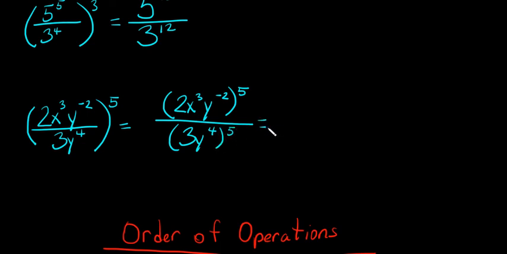This is going to be a lot. We've got 2 to the 5th, and we know that we can say x to the 3 times 5. That's going to be x to the 15th. Y over here to the negative 2 times 5, which is negative 10. Now let's do the denominator. That's 3 to the 5th. Y to the 4 times 5 is y to the 20th. And then we learned that we can fix this.